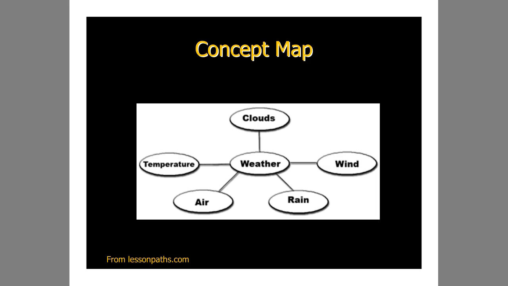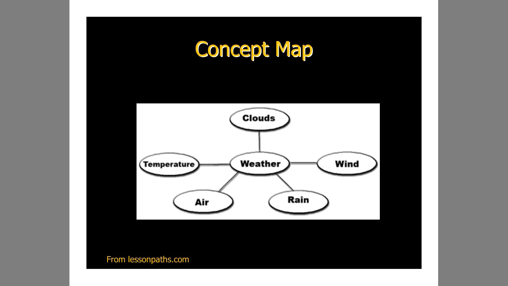So a concept map can be done a few different ways. This is just one way, as you see on the slide. This is just a really basic one about weather. As you can see, we have the word weather in the middle of the concept map, and then we have defining characteristics of weather branching out from the main bubble in the center.